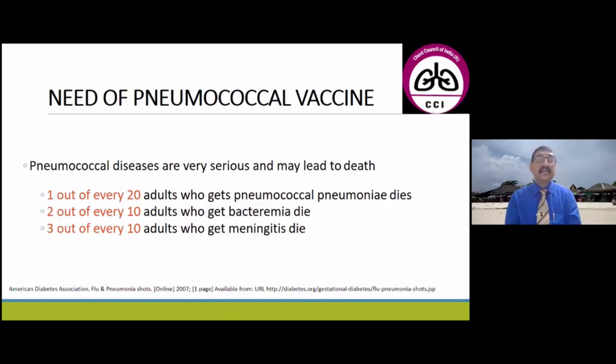Pneumococcal diseases are very serious and can lead to death also. 1 out of every 20 adults who get pneumococcal pneumonia dies. 2 out of every 10 adults who get bacteremia die. 3 out of every 10 adults who get meningitis die. So you can see the magnitude of the problem, the magnitude of the organism which is causing invasive pneumococcal disease.